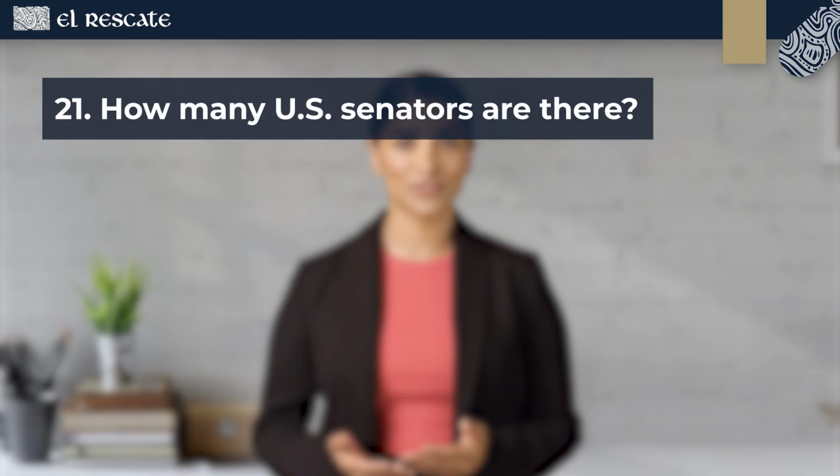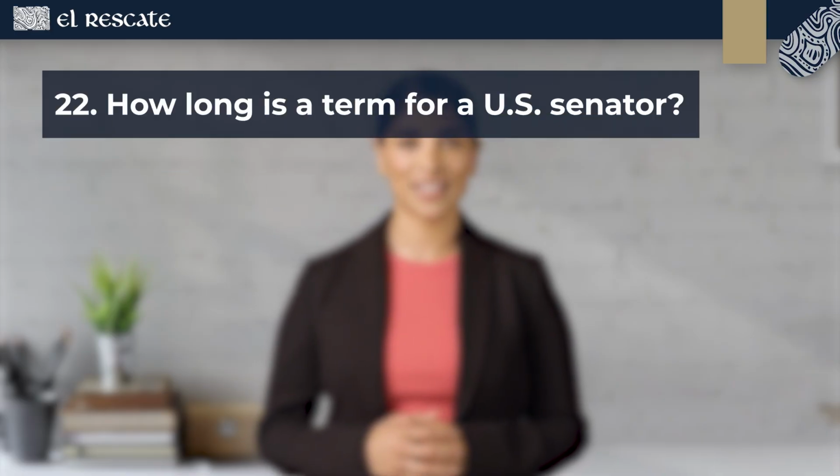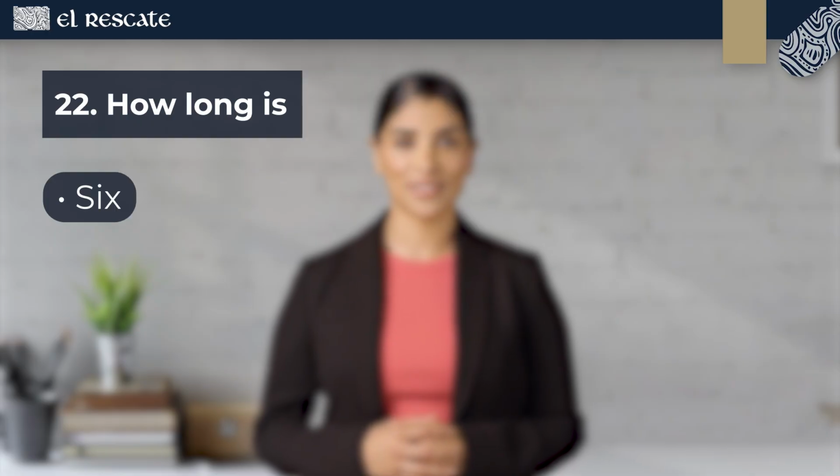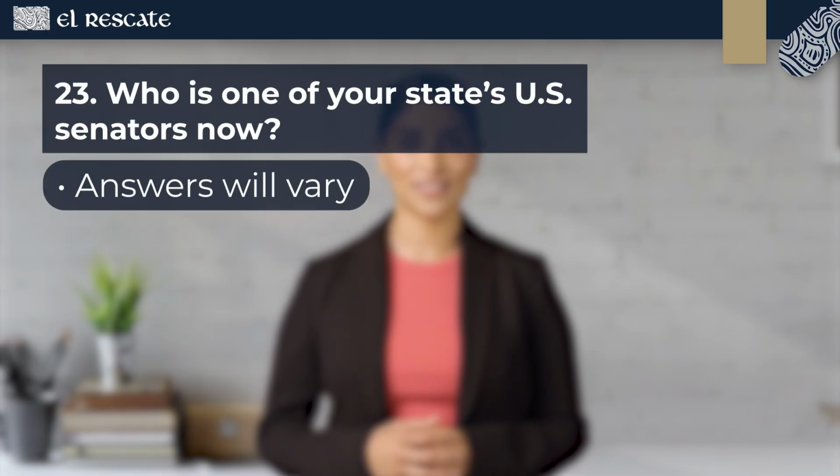How many U.S. senators are there? 100. How long is a term for a U.S. senator? 6 years. Who is one of your state's U.S. senators now? Answers will vary.